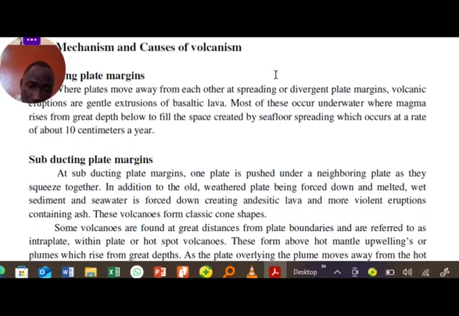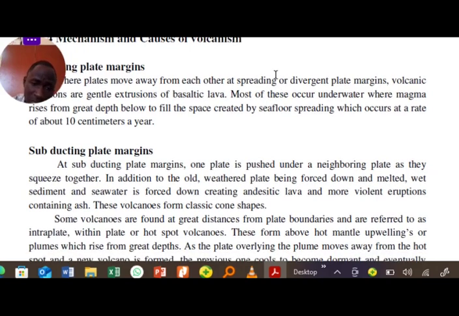And then you have what we call the subducting plate margins. These subducting margins look at one plate being pulled under a neighboring plate as they squeeze together.